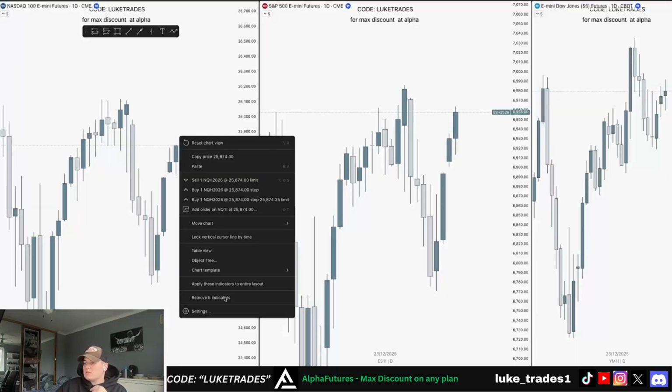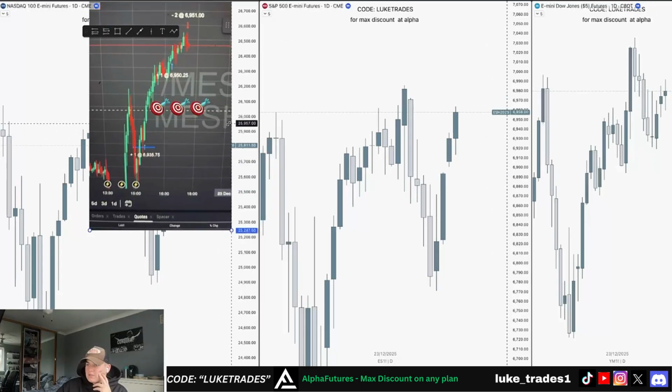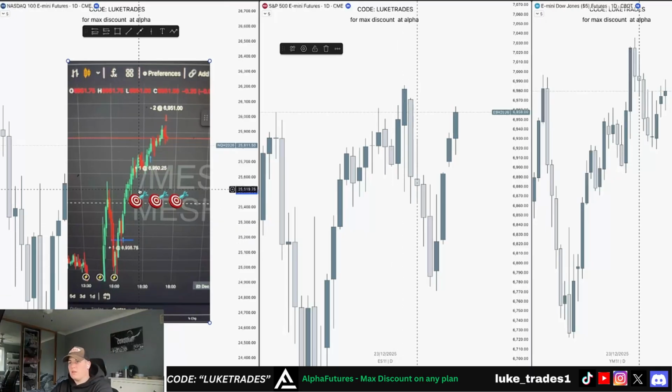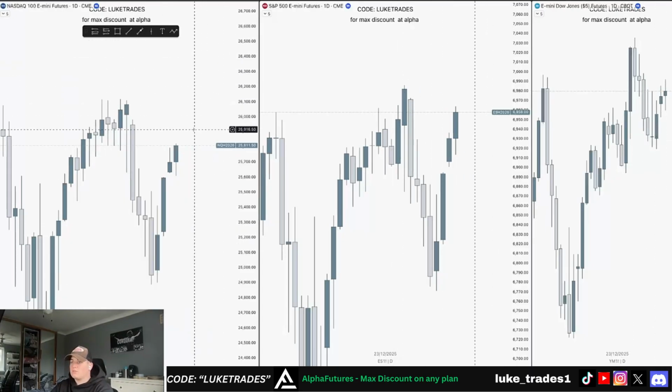Let's do this. This was my trade execution on ES. This is the 5 minute. So I got in off the inverse fair value gap, which I'm going to go over now. But yeah, let's get into this.